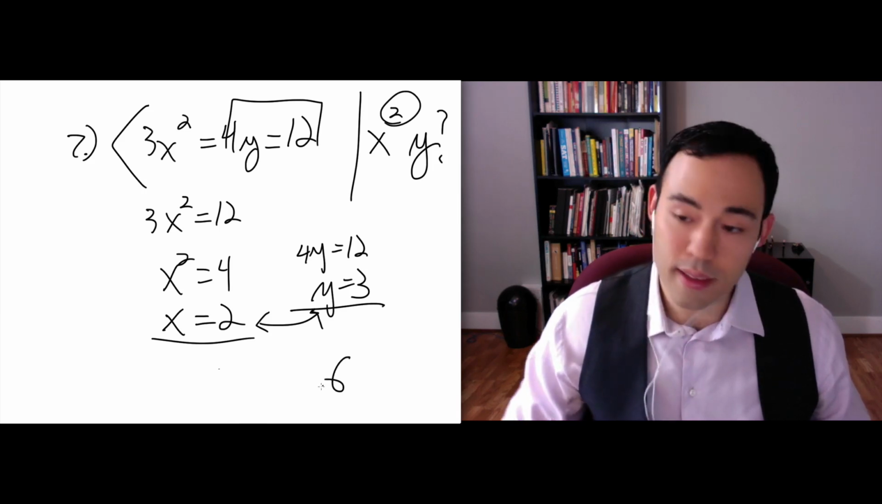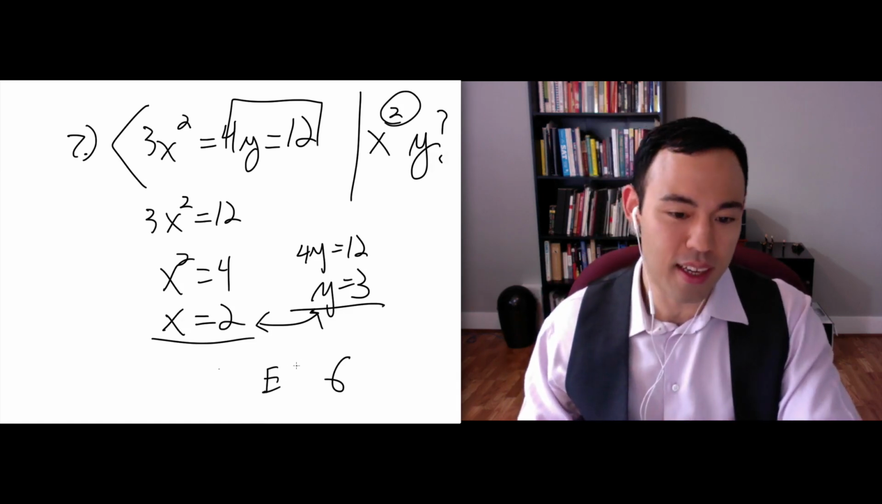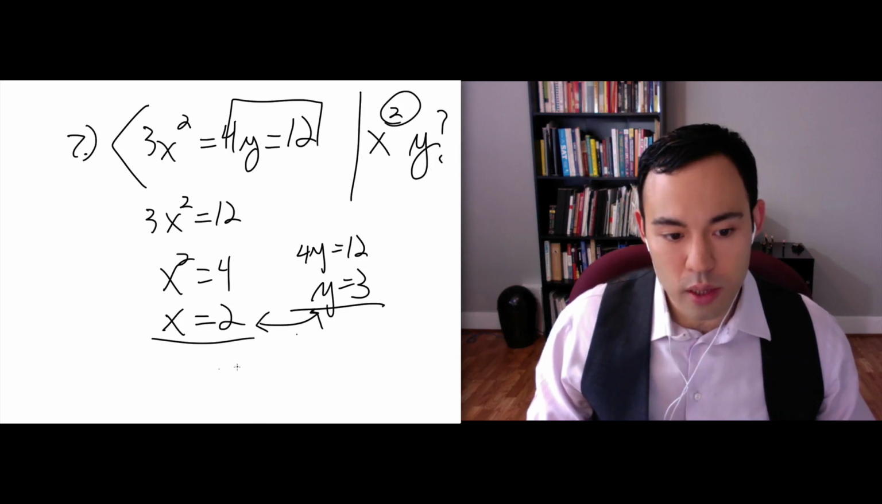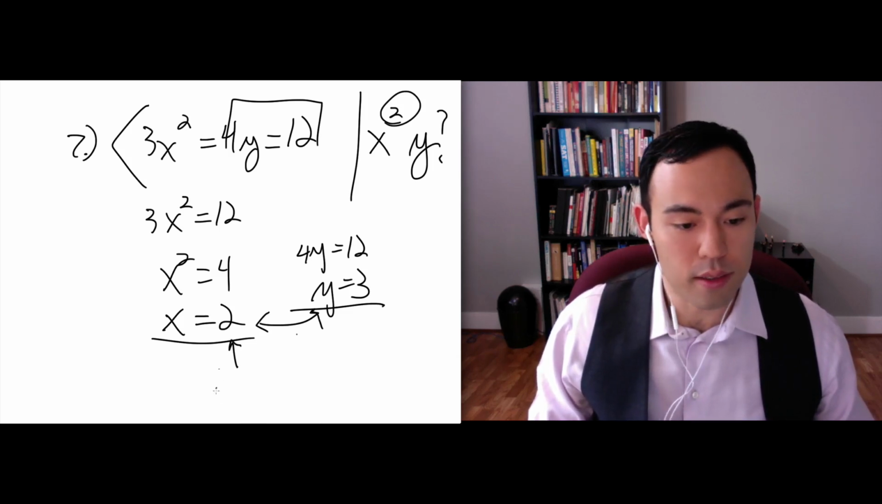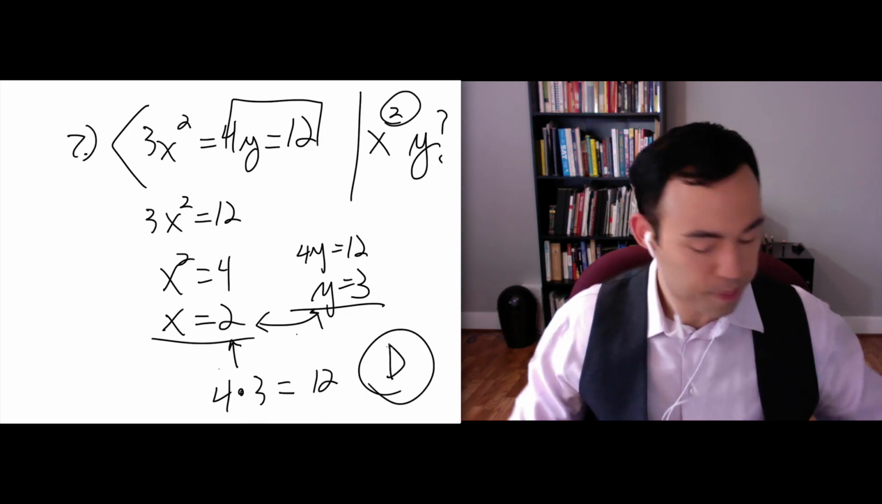And oh, look at that. They have answer choice E equals 6. They're ready to trap you into that arithmetic error there. So be careful. Go ahead and square that guy. So 2 squared is 4 times 3, and that equals 12 for answer choice D.